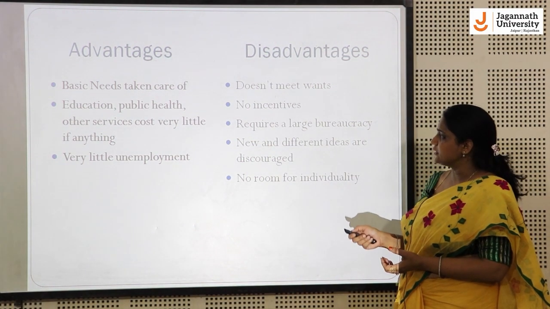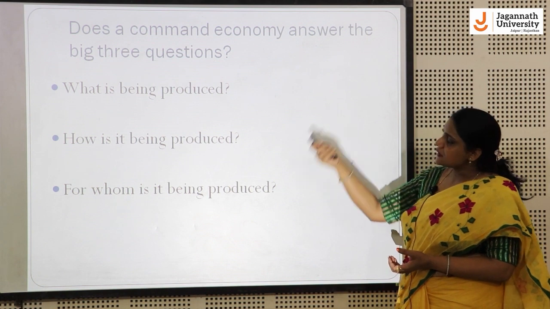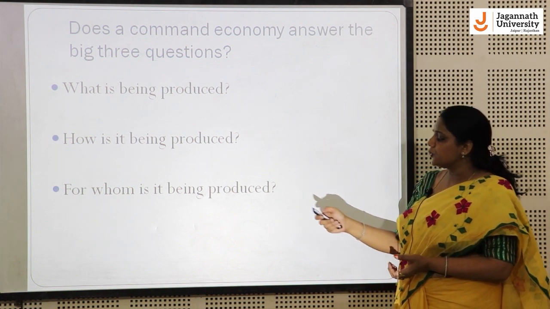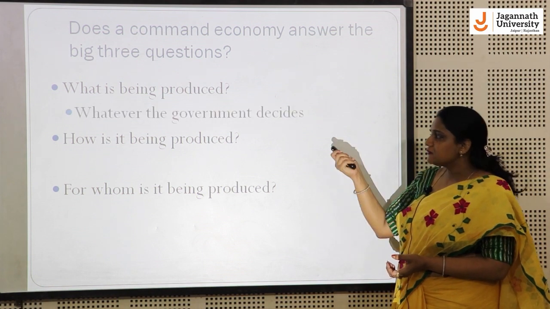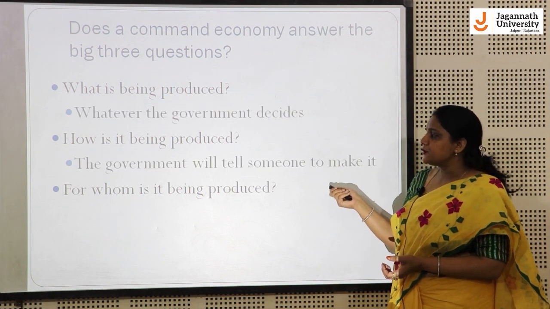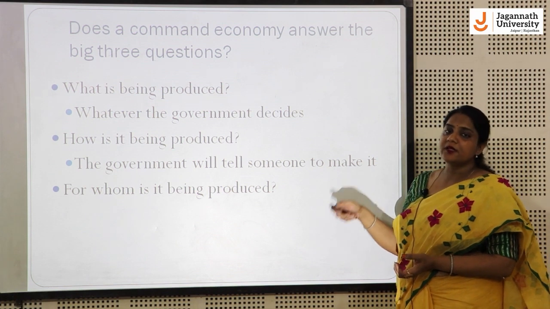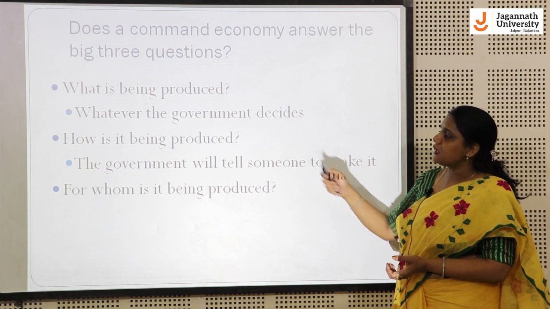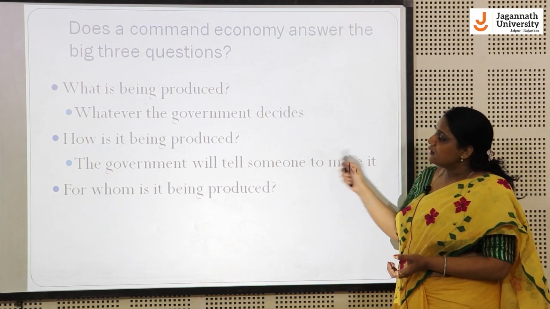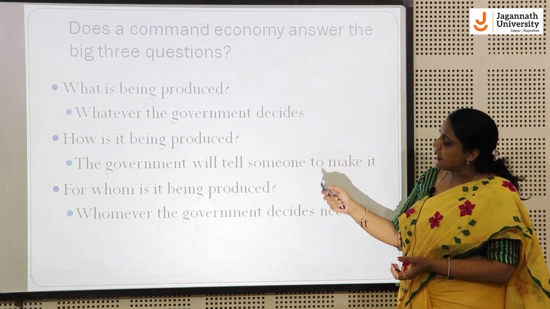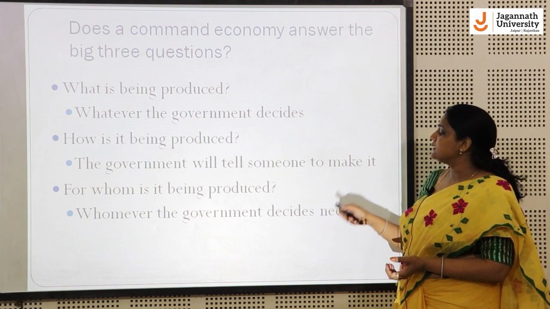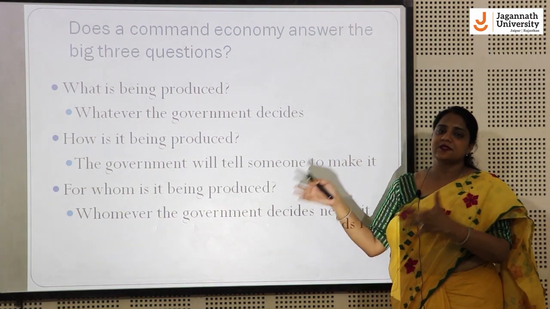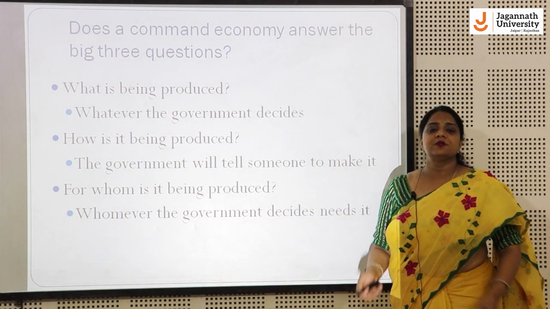No room for individuality. So the basic economic questions, again: what is being produced, how is it being produced, and for whom it is being produced. What is being produced, the government decides. How it is being produced, the government will decide, and the government will tell the producers how it should be produced and how the different factors of production should be organized. And for whom it is being produced, again the government decides how the produced goods and services will be distributed among the people of the society.